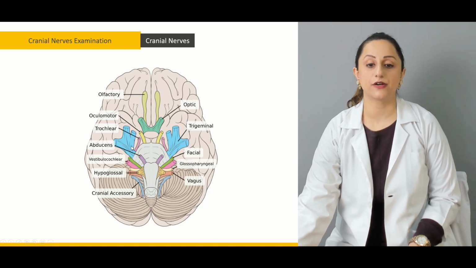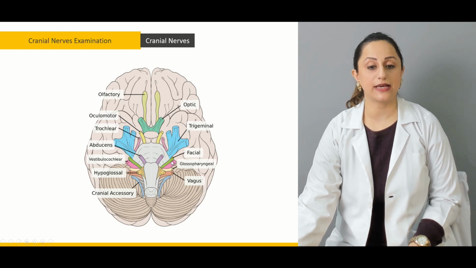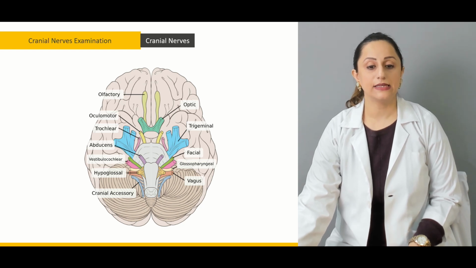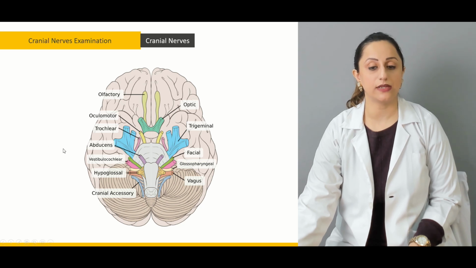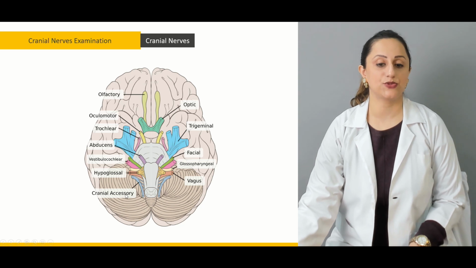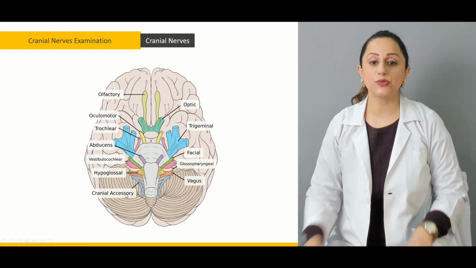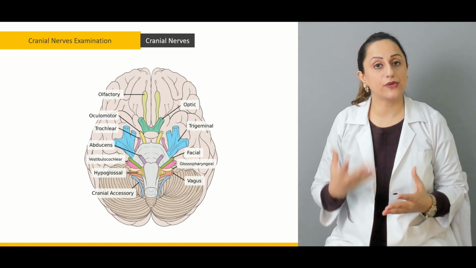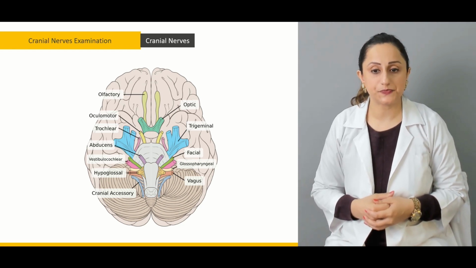The sixth cranial nerve is the abducens. We have the seventh cranial nerve as the facial nerve. Vestibulocochlear is the eighth cranial nerve. Ninth, we have the glossopharyngeal. We have the tenth cranial nerve as the vagus. We have the hypoglossal and the accessory cranial nerves over here. So these are the group of 12 cranial nerves that we have.